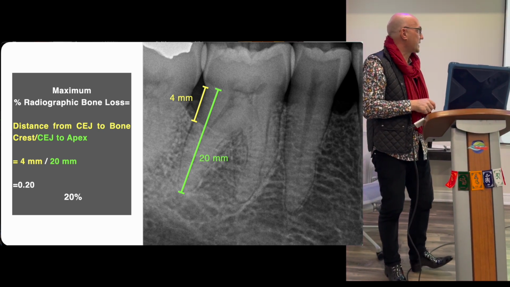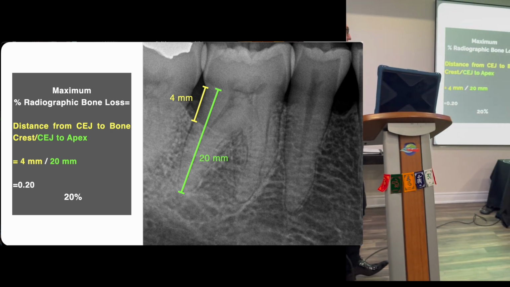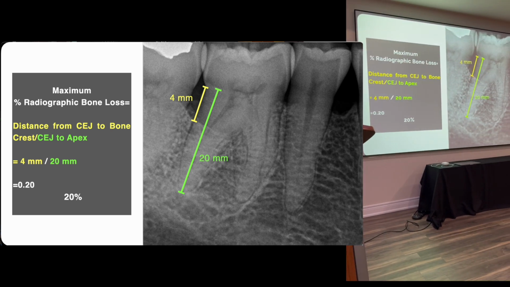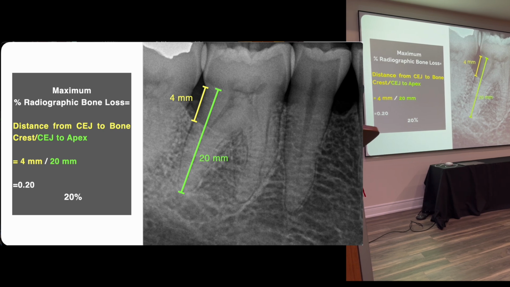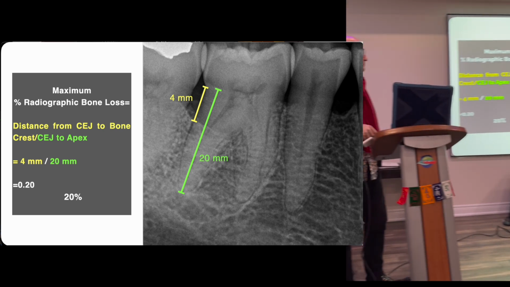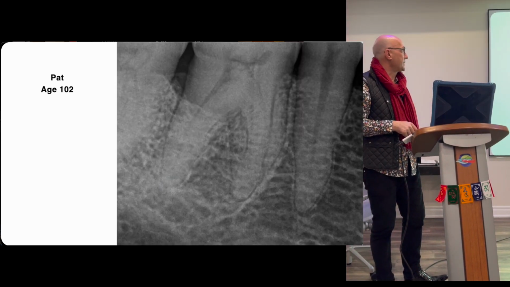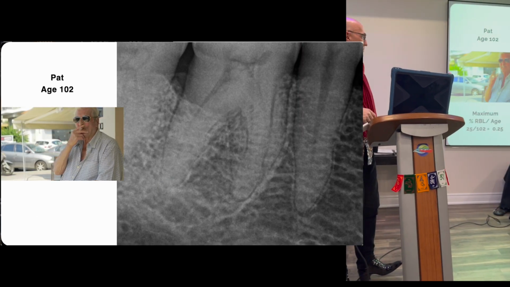So how we look at maximum percent radiographic bone loss is we take the distance from the CEJ to the bone crest right here. So let's call that 4 millimeters. And then we go CEJ to the apex. That's 20. So 4 over 20 is 20%. So Pat's 102. He has 20% bone loss.